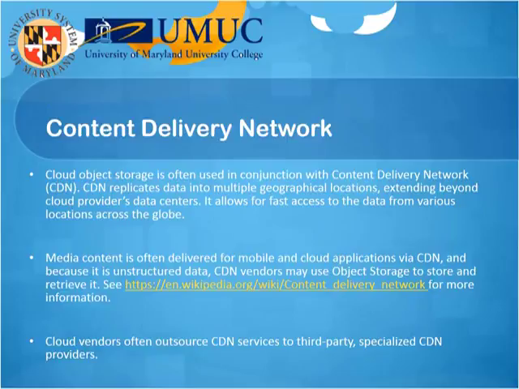Cloud object storage is often used in conjunction with Content Delivery Network, or CDN. CDN replicates data into multiple geographical locations, extending beyond cloud providers' data centers. It allows for fast access to the data from various locations across the globe. Media content is often delivered for mobile and cloud applications via CDN, and because it is unstructured data, CDN vendors may use object storage to store and retrieve it. See the link provided for more information. Cloud vendors often outsource CDN services to third-party specialized CDN providers.